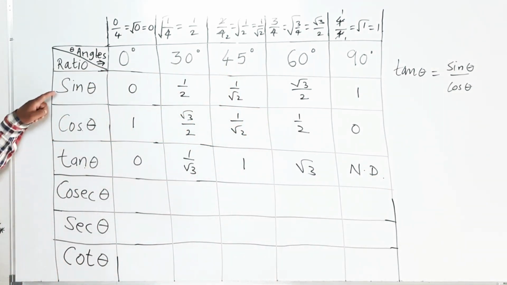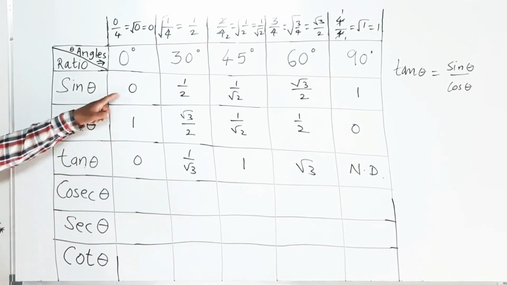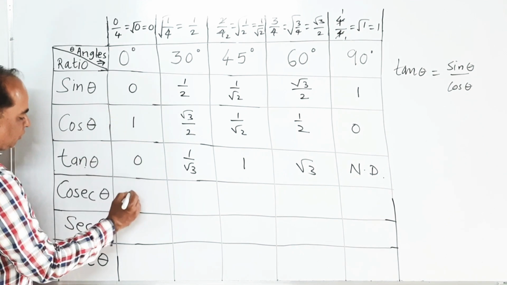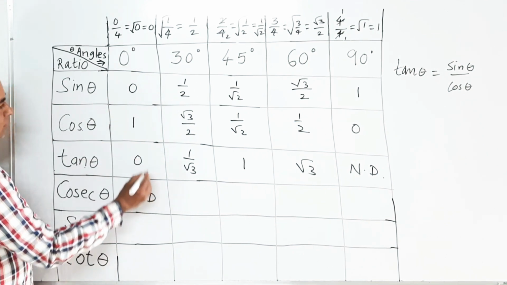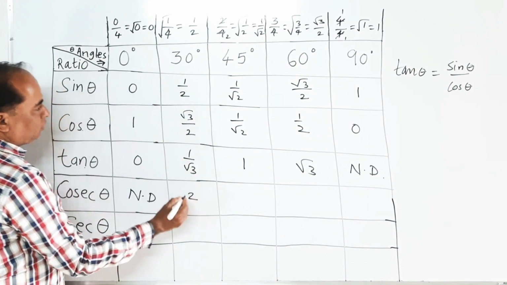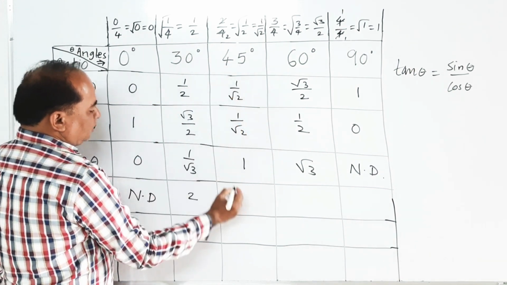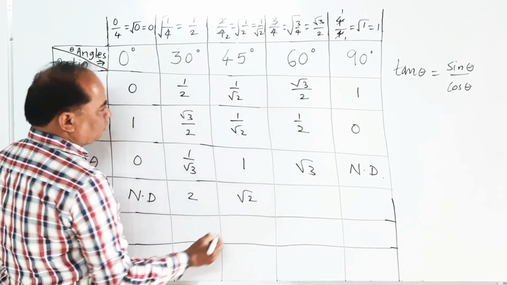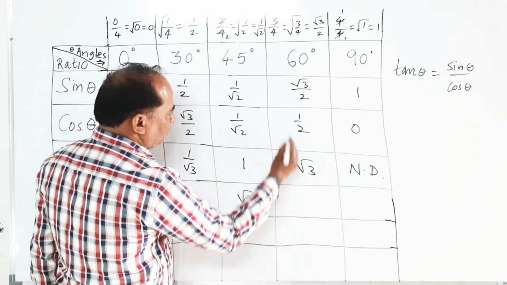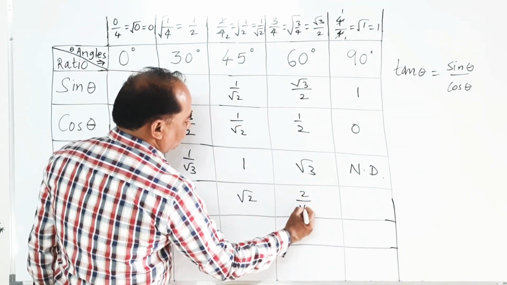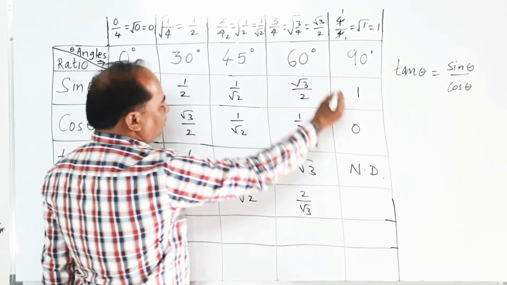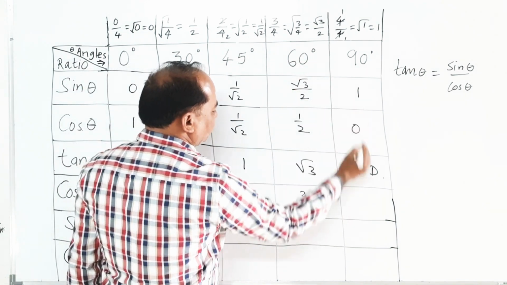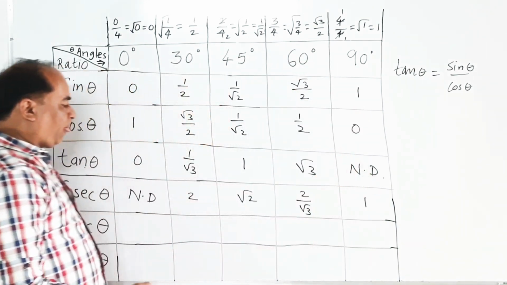Now the inverse of sine is cosec, so the inverse of 0 is not defined, the inverse of 1 upon 2 is 2, the inverse of 1 upon root 2 is root 2, the inverse of root 3 upon 2 is 2 upon root 3, and cosec 90, the inverse of 1, is 1.